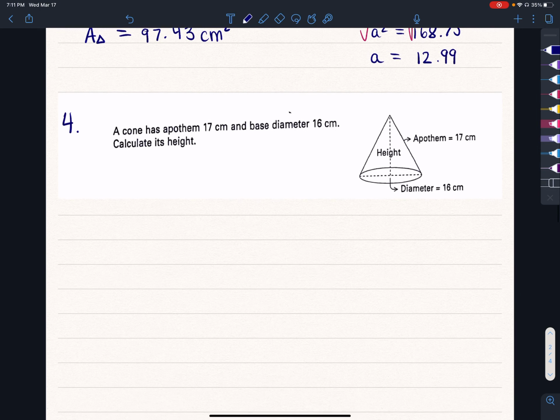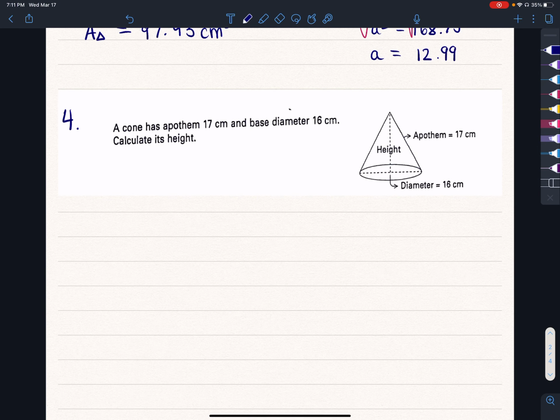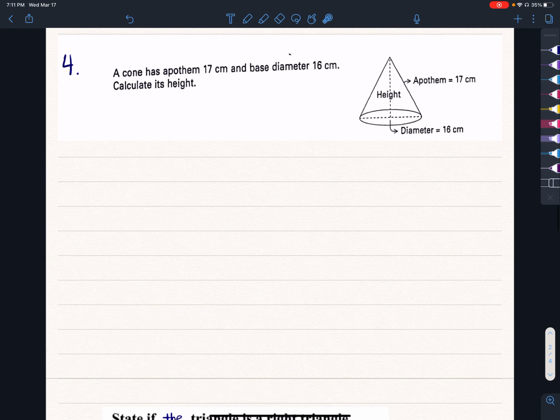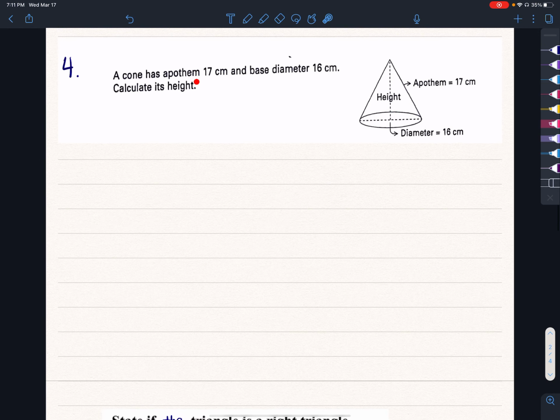Okay, so I've got 2 more questions for you. This is just an example of how you can see Pythagoras represented when you're doing solids. So here you have a cone. The cone's given to you, and you're being asked to calculate the height. You're being given the apothem, which is this angled side, the slanted side of the cone, and you're being given the diameter of the circular base.